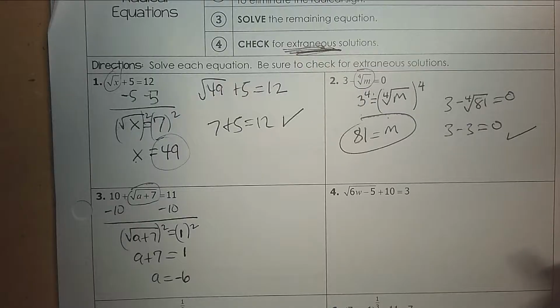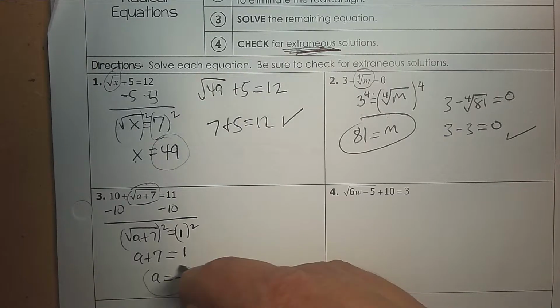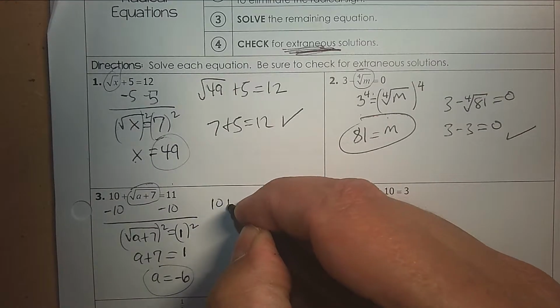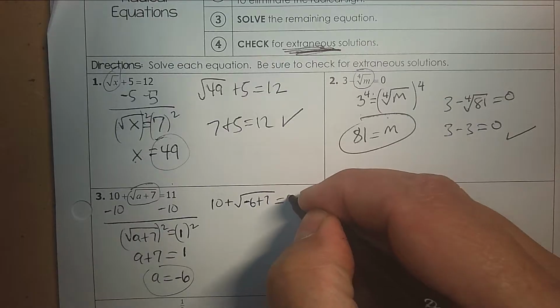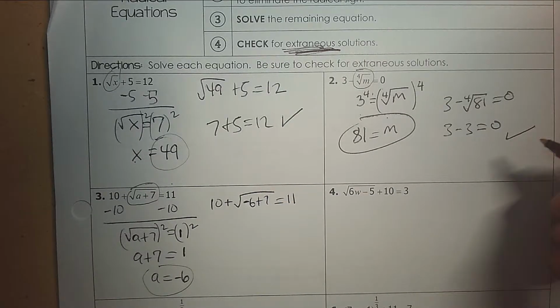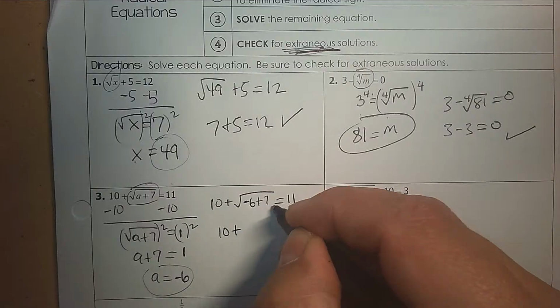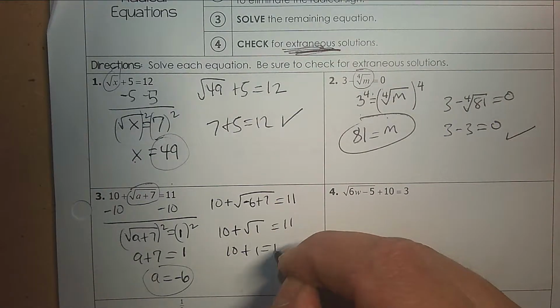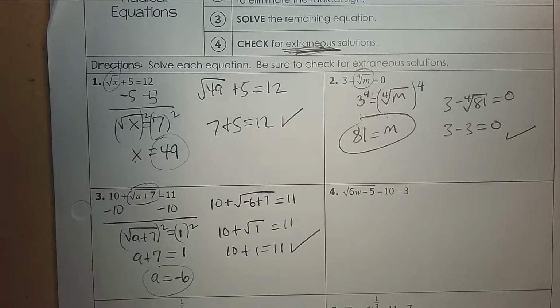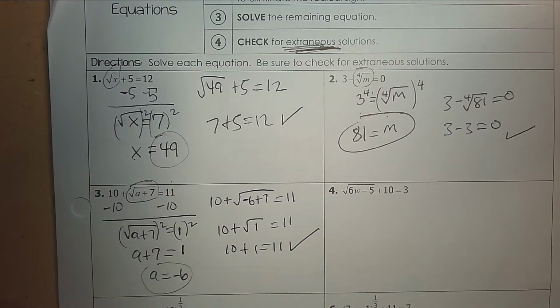Just because the answer is negative doesn't mean it doesn't work. I have to plug it in and see if it gives me a negative number under the square root sign. So I take this answer, I go back to the beginning. Where there's an a, put in negative 6, and check to make sure it's a good solution. So negative 6 plus 7 is 1. The square root of 1 is 1. And you can tell that that solution works for that equation.